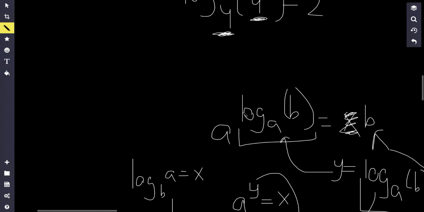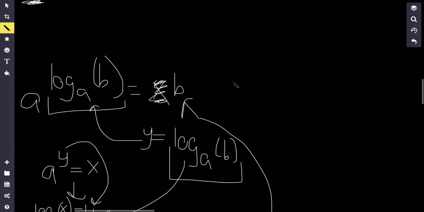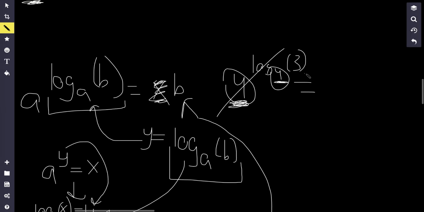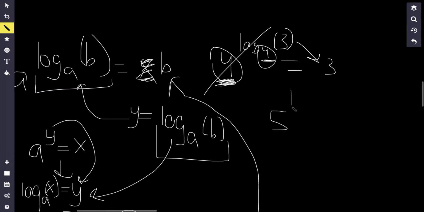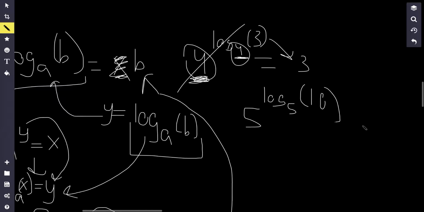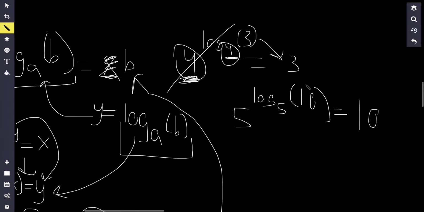So once again, if I'm going to do another example, if I have something like 4 to the log base 4 of 3, and I want to find out what this is equal to, well, if the base of the exponent and the base of the logarithm are equal to each other, it's just going to be equal to the thing inside the parentheses. So if I have something like 5 to the log base 5 of 10, this is just going to be equal to 10, the thing inside the parentheses.